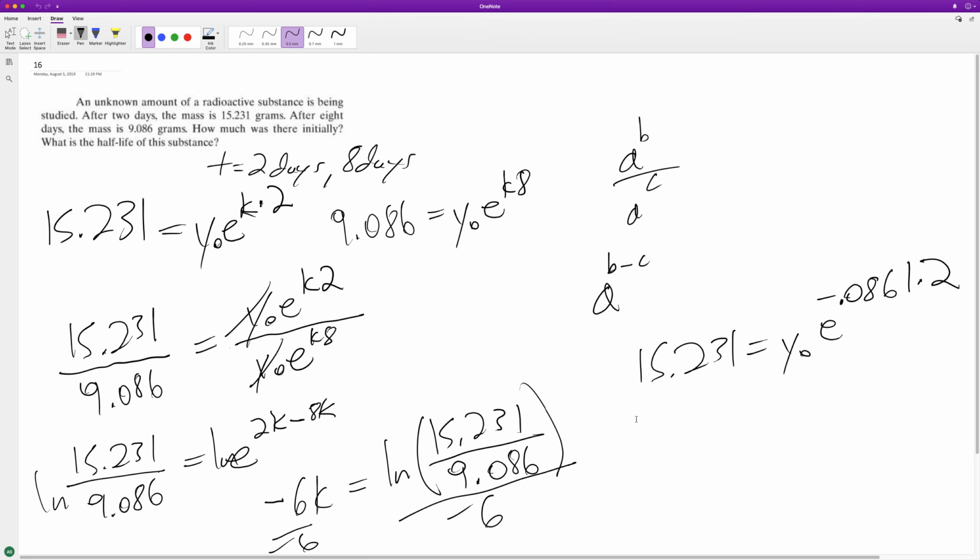So our k value is approximately negative 0.0861, and our y sub naught, the initial grams, is approximately equal to 18.1 grams.